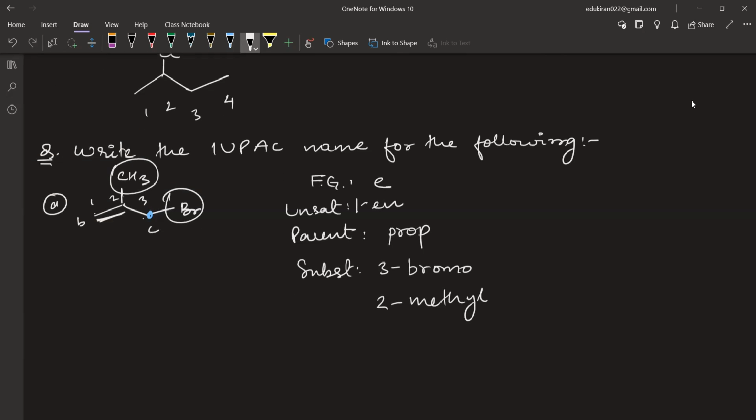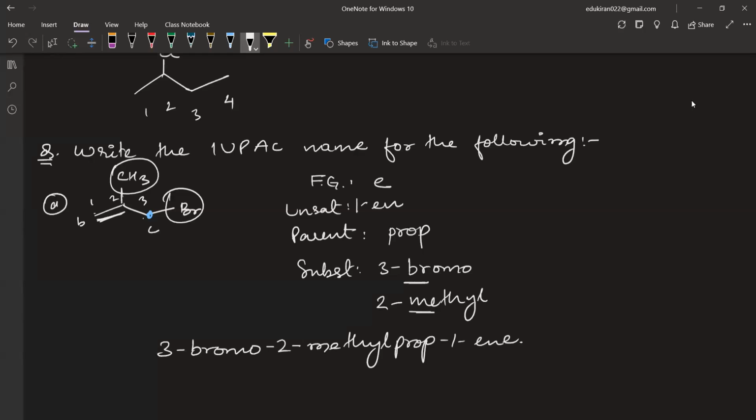Now, when I have to write the IUPAC name, I will do it alphabetically. That means bromo will come first and then methyl. So this will be 3-bromo-2-methylprop-1-ene. Is this clear? Yes or no? Please tell me.